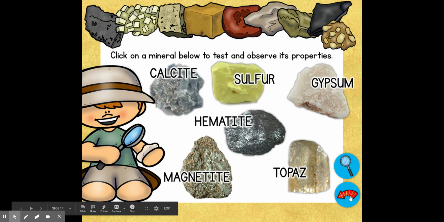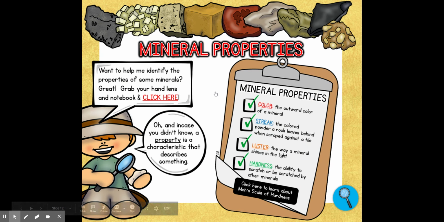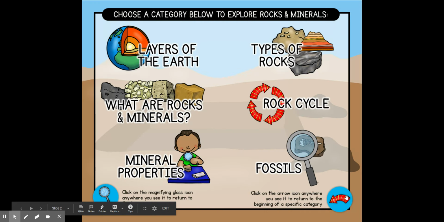So I'm just going to go back one page. All right. So I could look through there and read some of those. Then I could go all the way back to the home page. So click the magnifying glass icon anywhere you see it to return. Click on the arrow icon anywhere you see it to return to the beginning of a specific category.